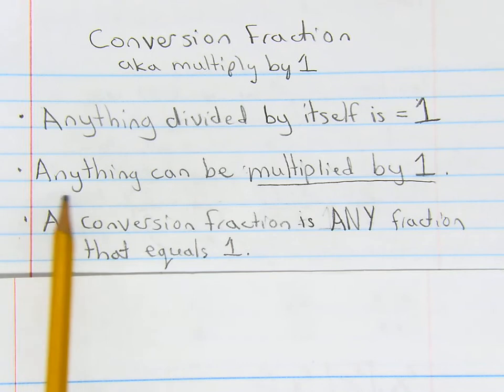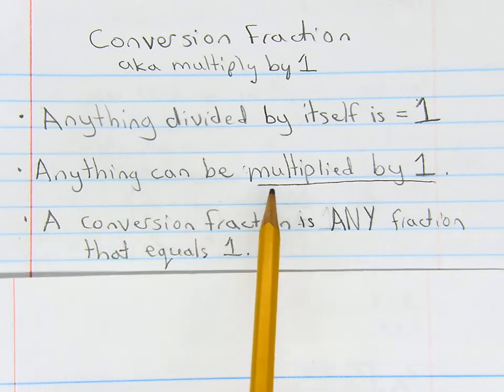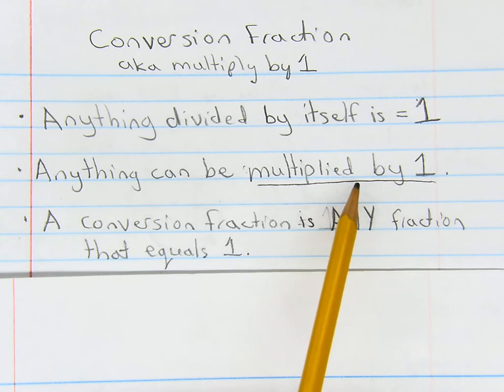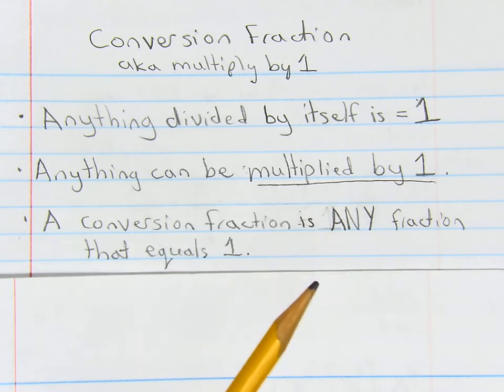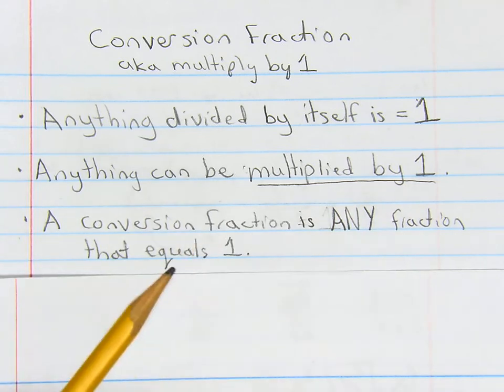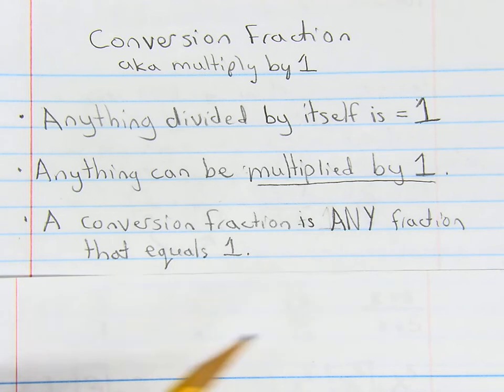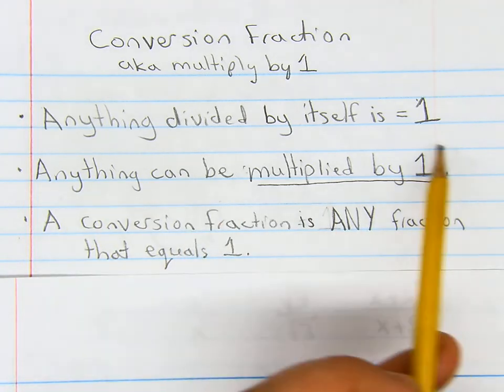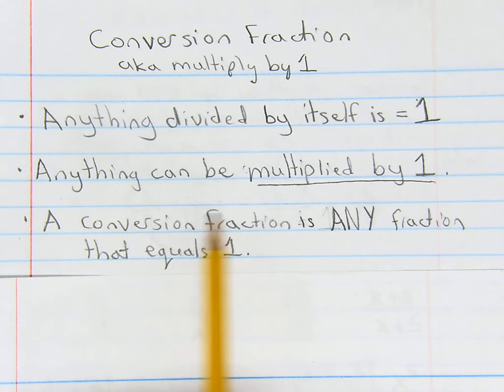And with that, anything can be multiplied by 1 and not change its information. 3 times 1 is still 3. 4 times 1 is still 4. So you don't change its quantity, and you can multiply anything by 1. It doesn't matter. The equations will still be equal, the fractions will still be equivalent, etc.